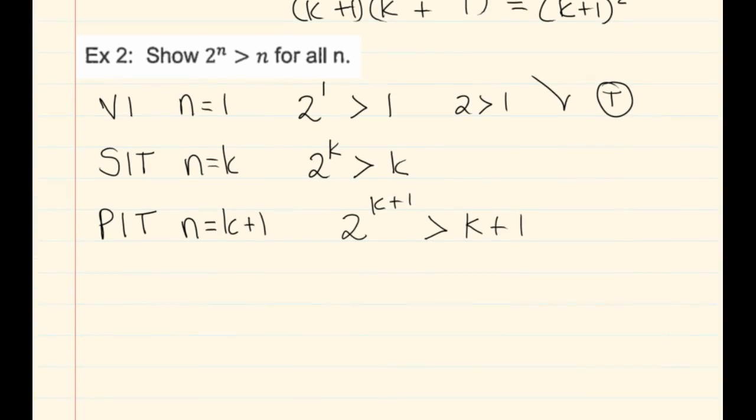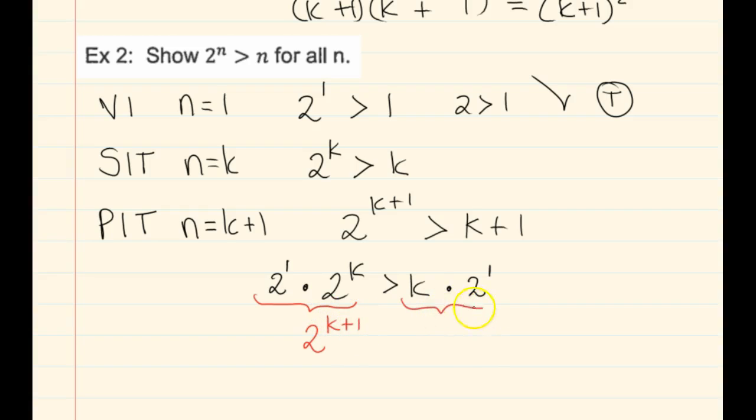All right, so let's start off with what we do know. We do know that 2 to the k is greater than k. We know that because we said it was true in step 2. So what if I multiply by 2 on both sides? My inequality stays the same because I didn't multiply by a negative. Remember, I'm multiplying by 2 to the 1 power. And that's special because this is the same thing as 2 to the k plus 1.